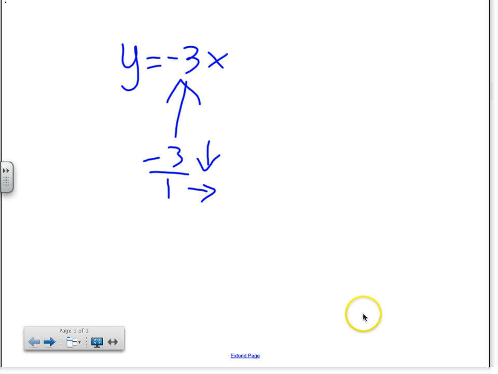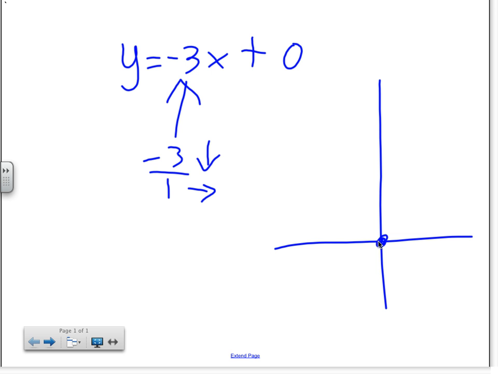But then I realize that there's no anchor point. No B. So in this case, you need an anchor point. If there's no anchor point, we start at where? 0, always. So basically, if you see no anchor point, you just have a 0 for it. So that means the anchor point will start right there at the origin. See it? And then just go use your slope. Down 3, right 1, right here.